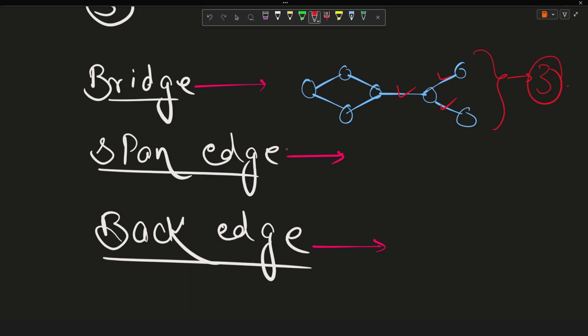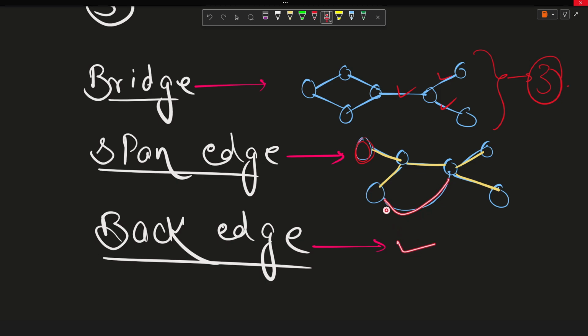What do you mean by a span edge and a back edge? Let's see. Let us consider this example in order to understand the span edge. So suppose the tree was rooted initially at this vertex. If it was rooted at this vertex and we tried to draw the spanning tree for this graph, then this edge, this edge, this edge, this edge, and this edge would have been a part of that, right? So we can say that these edges are nothing but span edges, because they are members of the spanning tree. So this edge is a back edge, and the remaining edges are span edges for this graph, right?